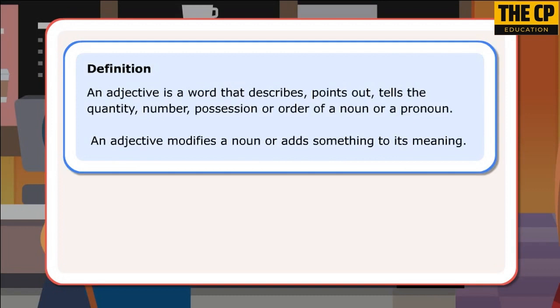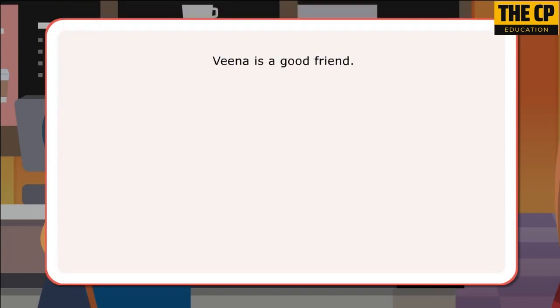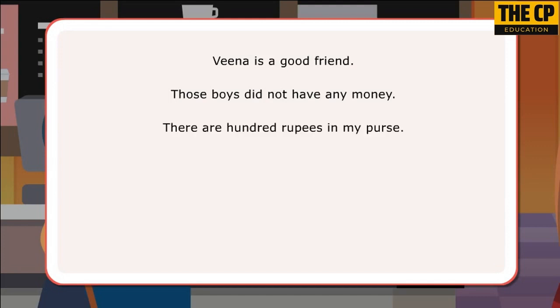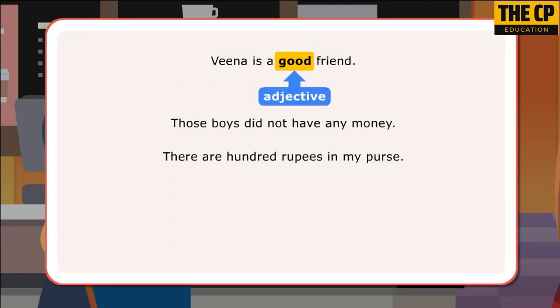Let us look at a few sentences. Veena is a good friend. Those boys did not have any money. There are 100 rupees in my purse. In the first sentence, good is an adjective as it tells Veena's quality.